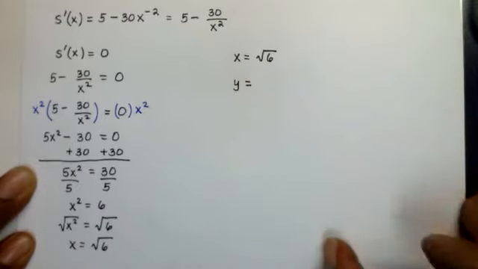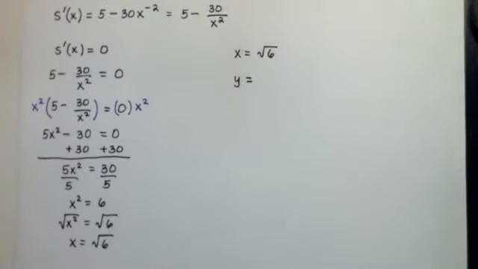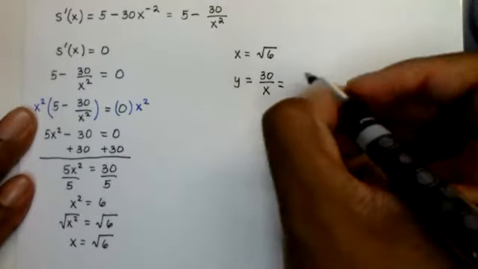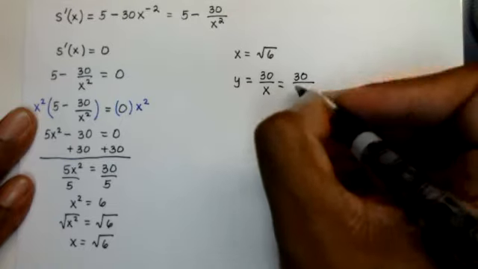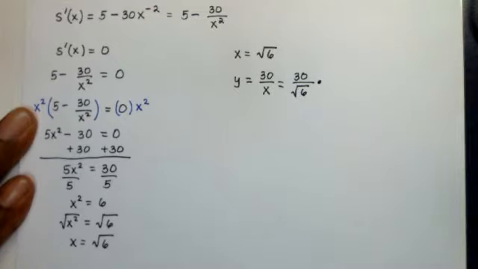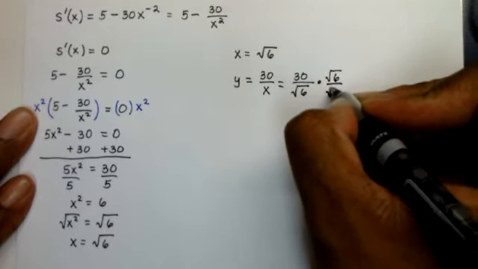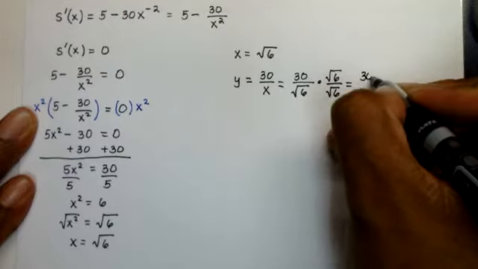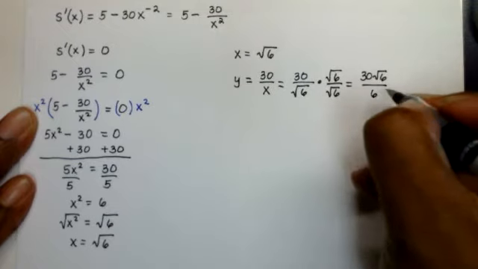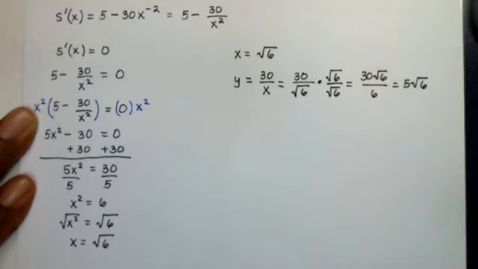Now for the y, if you recall, y was 30 over x. So let's use that to find the other number. So it'll be 30 divided by the square root of 6. And of course, we rationalize the denominator by multiplying the numerator and the denominator by the square root of 6. So I have 30 square root of 6 over the square root of 6 times itself will be 6. 30 divided by 6 will be 5, so it'll be 5 square root of 6.